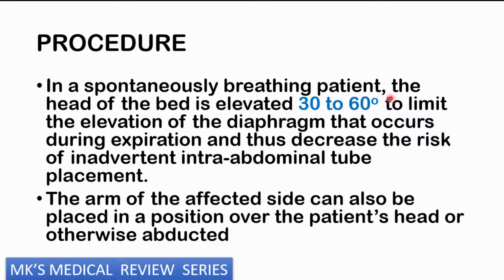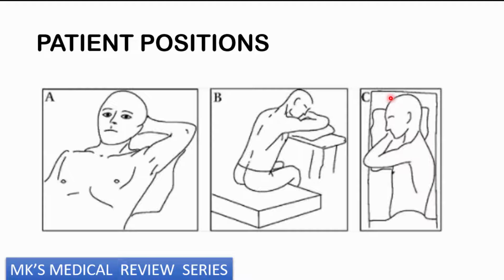The arm of the patient on the affected side may be placed over the patient's head, or otherwise it should be abducted. Different positions may be used. Part A here is the most ideal position. The patient can be seated with their arm abducted over their head, or they could lean over a cardiac table, or they could be lying in the lateral position. But the most ideal would be seated with their arm abducted over their head.